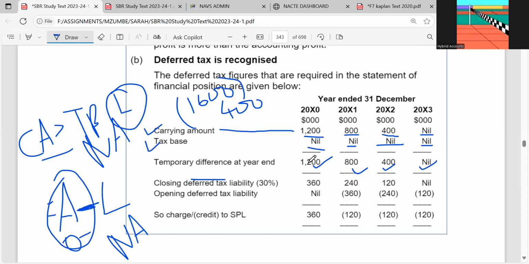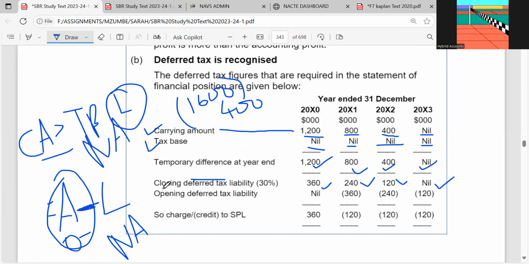So 30% of this one, 1,200, you get this one, then this one, and lastly, you have this figure here, right? So now, okay, this is just a way of showing, but I could give you another concept, but it's no problem.